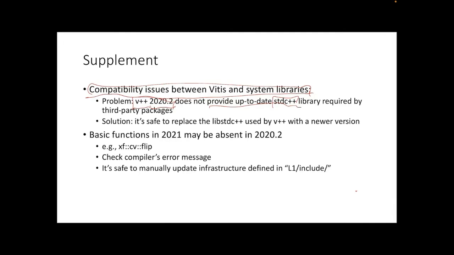And another thing is that so far we incrementally replace some newer Vitis vision library infrastructure and data structures back to the 2020.2 version of the vision library, and so far it works well. Yeah, this is our observation. Thank you.